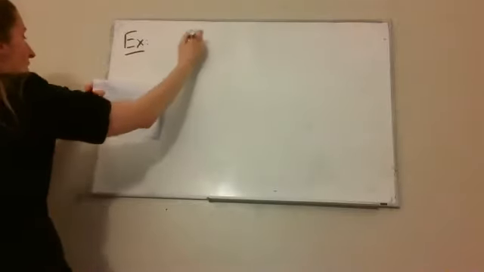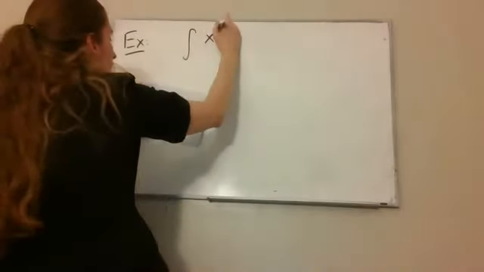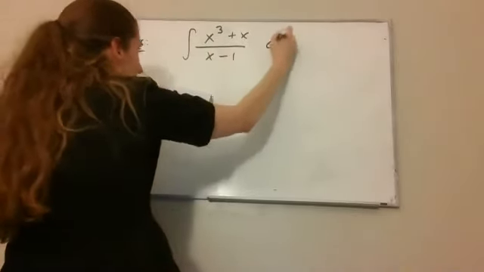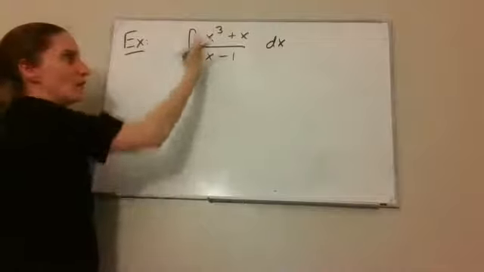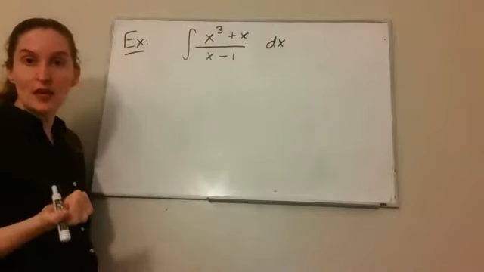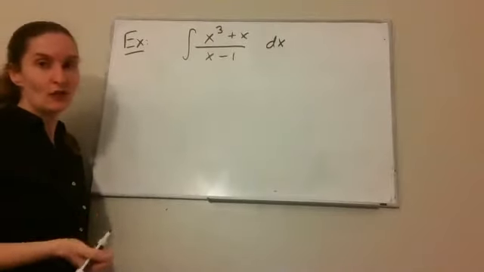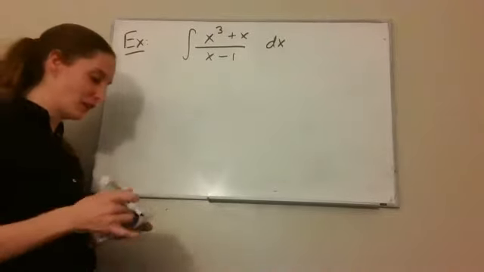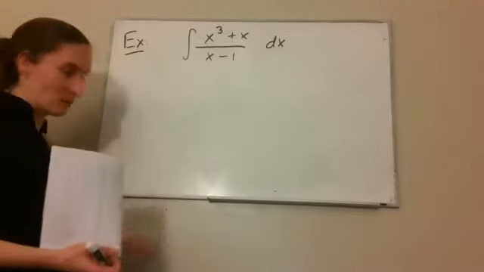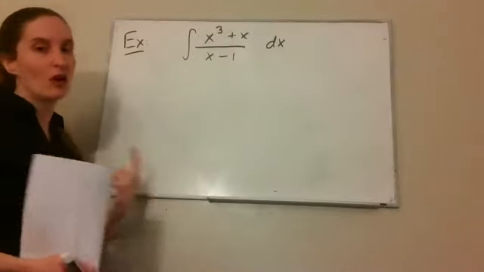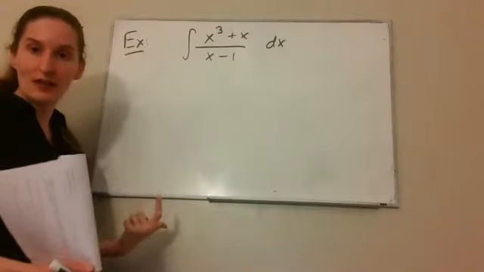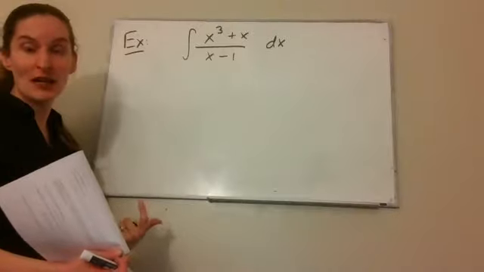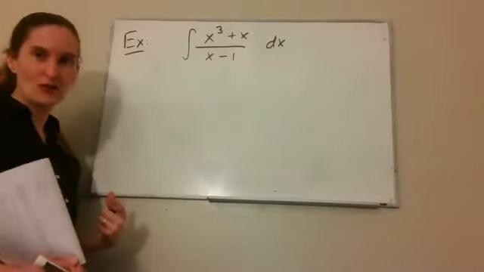So example, let's find the integral of x to the third plus x over x minus 1 dx. First, notice the degree of the numerator is 3, degree of the denominator is 1. So I have to start with long division, otherwise I can't rewrite it in a way that makes it easy to integrate. So I'm going to do this particular long division all the way through, but all of the other long division in this video, I'm going to skip showing all of the work just to save us some time. So make sure you watch that long division video if you need it.